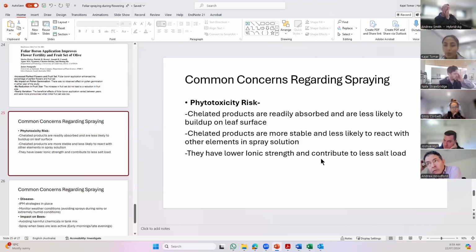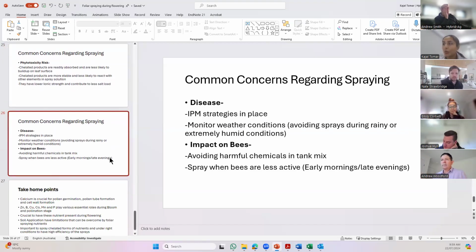load as well. And it's very important to know what is in the water tank as well. So if we are mixing a bit of pesticides or fungicides with those nutrients, it's important to know what the forms are and how they can impact that phytotoxicity as well. So it's important to just use chelated products when spraying with nutrients, diseases.